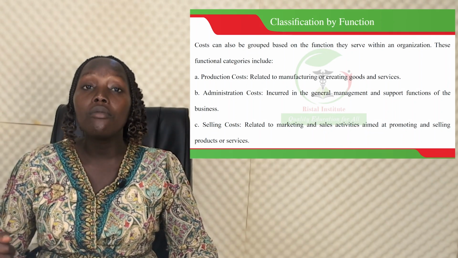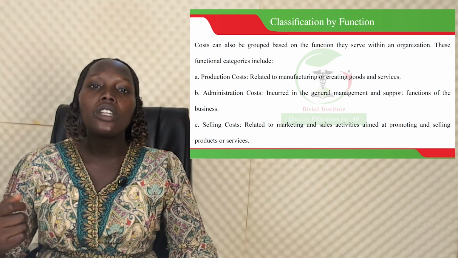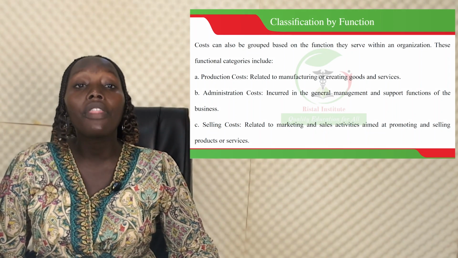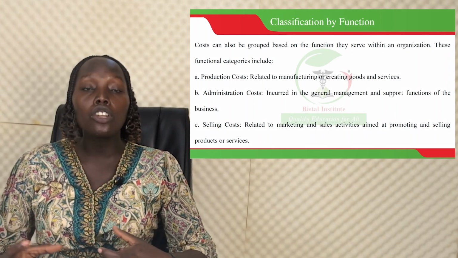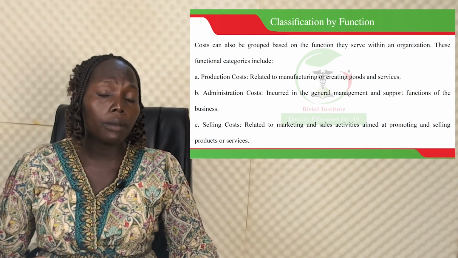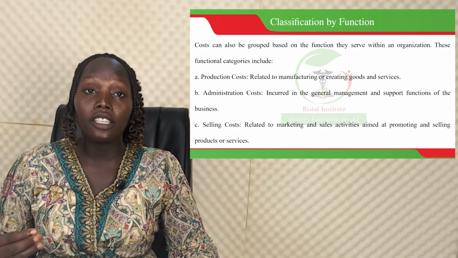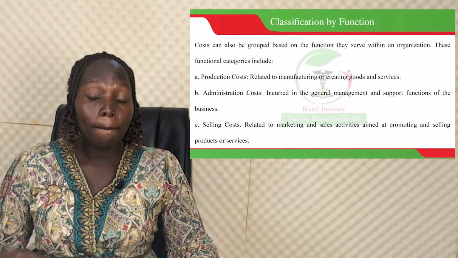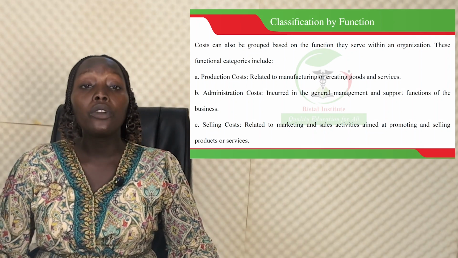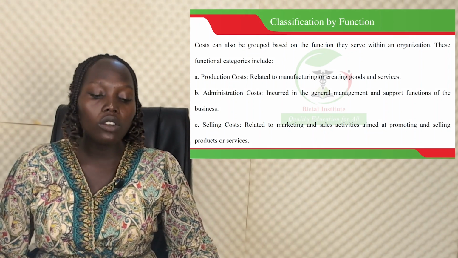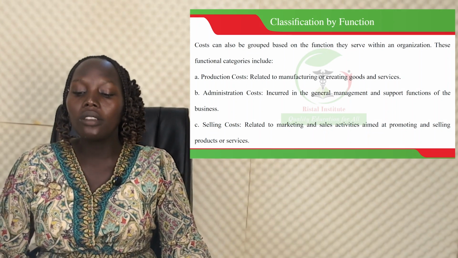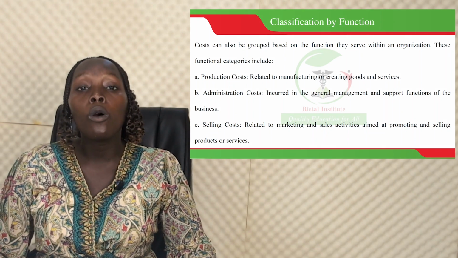We also have the administration cost. Administration cost is incurred in the general management and support functions of the business. So in the general management of the business, the people who manage this business, and what is involved when managing the business or supporting these functions. And then we have selling cost. Selling cost is related to marketing and sales activities aimed at promoting and selling products or services.